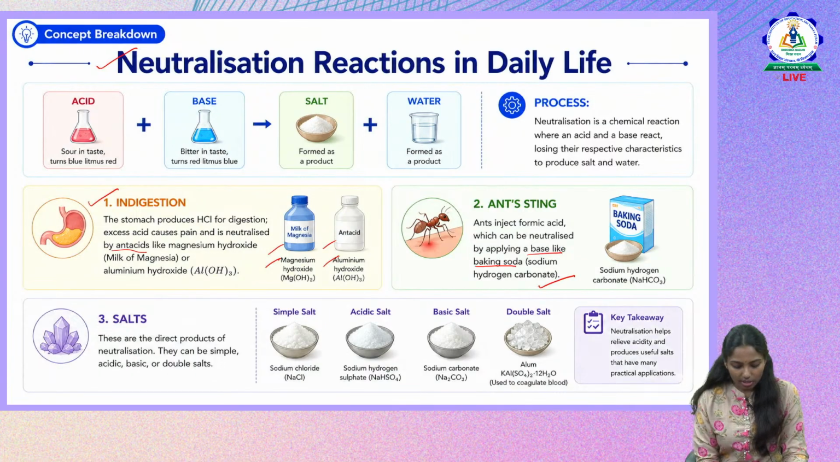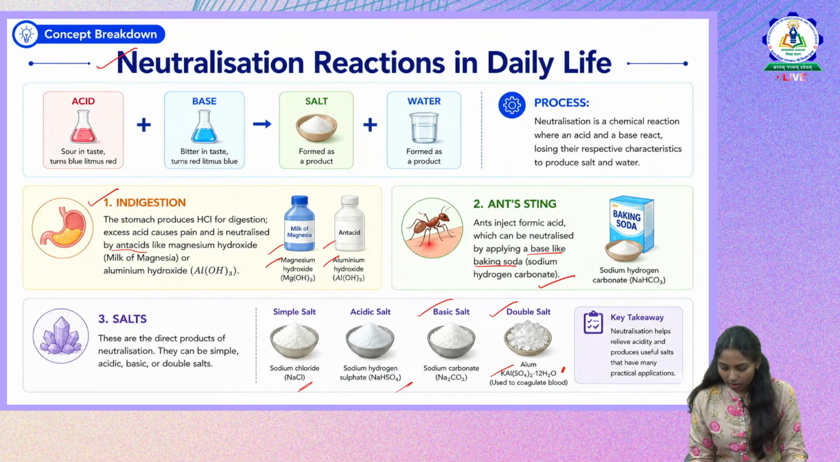There are certain salts which are called simple salts, like NaCl, which is a combination of acid and base. Then we have something called acidic salts. The example of an acidic salt is sodium hydrogen sulfate. Then there is something called basic salt, that is sodium carbonate. And there is something called double salt. A double salt is a combination of two or more salts, and they actually stay with water, and that is the reason we write 12H2O, like dot H2O.